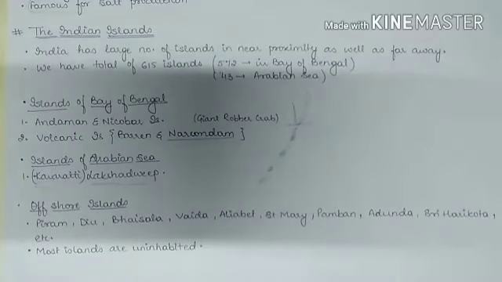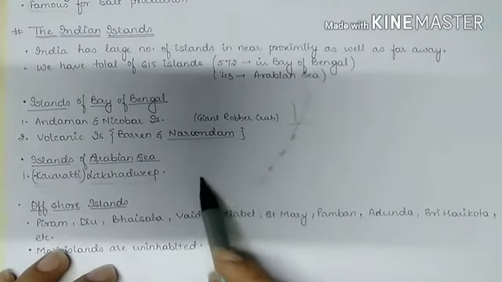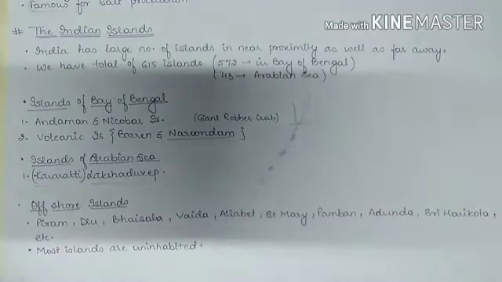The hills and streams are absent in these islands. Minicoy is the largest among these islands, and it has a lighthouse and weather observatory. Fishing is the main occupation of the people living in the Lakshadweep Islands. Coconut is the major crop, and along with it, pulses and vegetables are also grown. The Lakshadweep Islands are surrounded by rich marine life, so fishing is the main occupation of the people here.